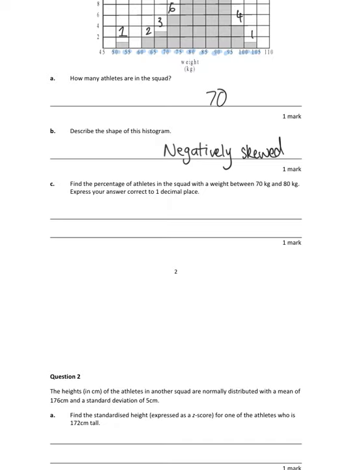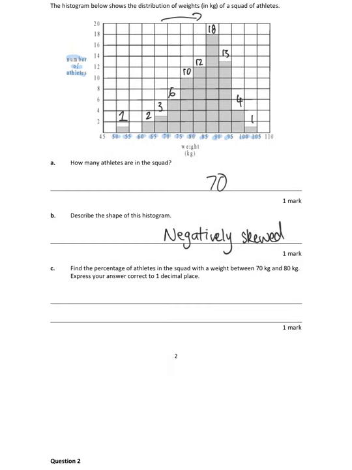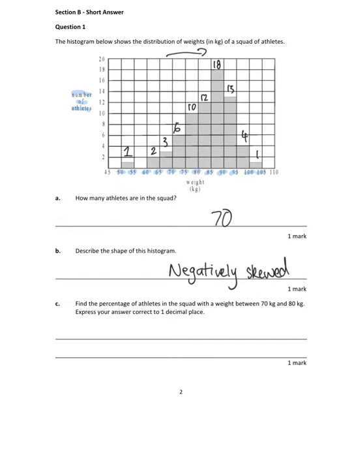Question C, find the percentage of athletes in the squad with a weight between 70 and 80 kilograms. Express your answer correct to 1 decimal place. So between 70 and 80, we've got the 6 and the 10. So that's 16 athletes out of the total of 70.